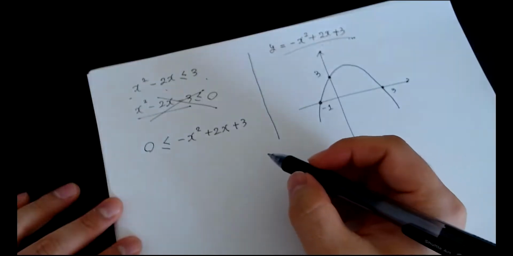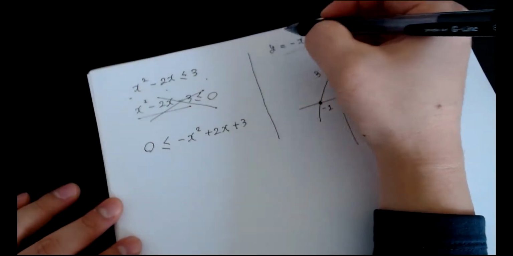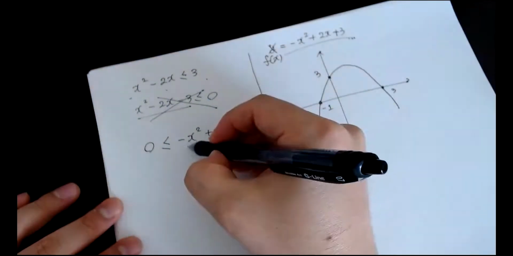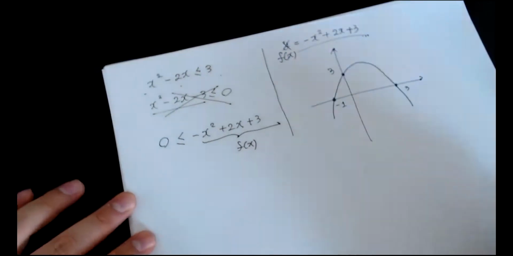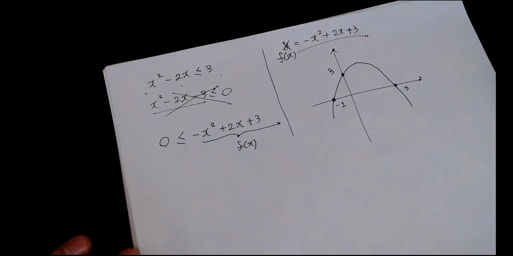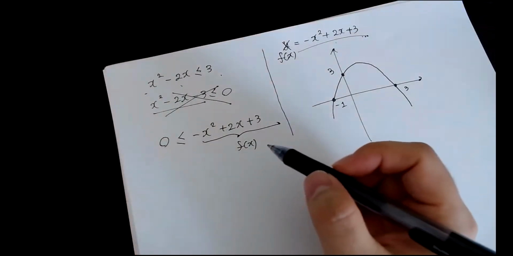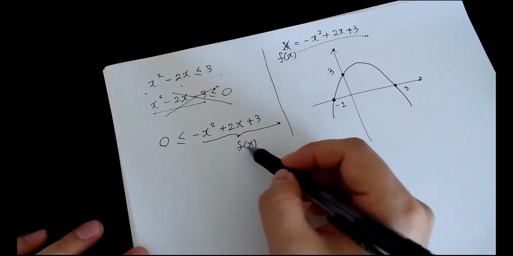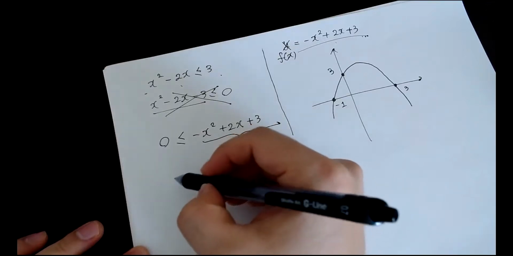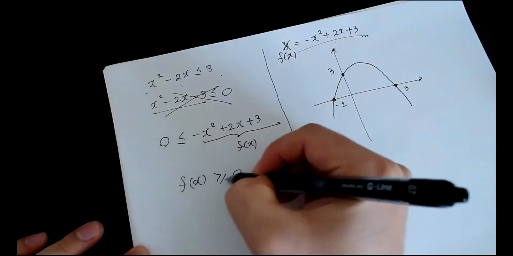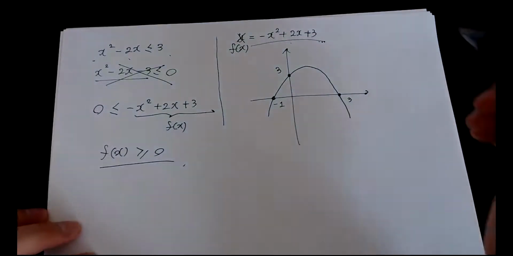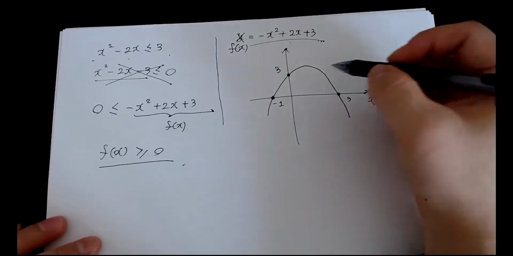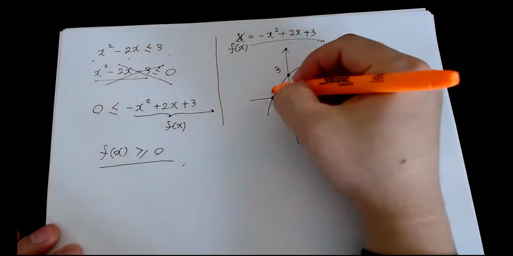Okay. So instead of y, let me use f of x. So now this is f of x, right? Then we want to find the solution set where f of x is greater than or equal to 0. So we can figure out the interval on the x-axis where f of x is greater than or equal to 0. See that from here, negative 1 through the what? 3, right?